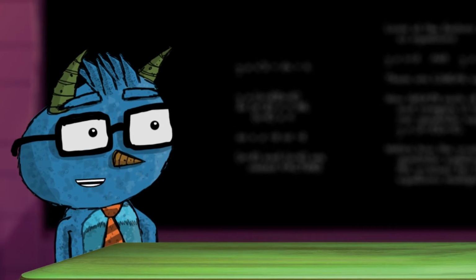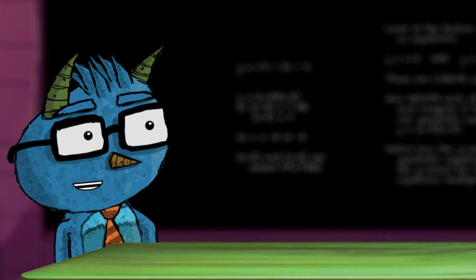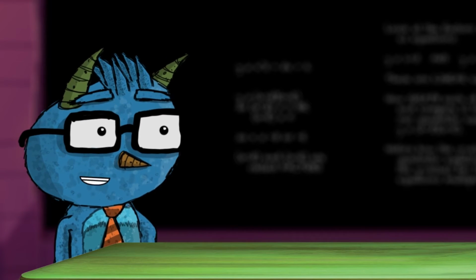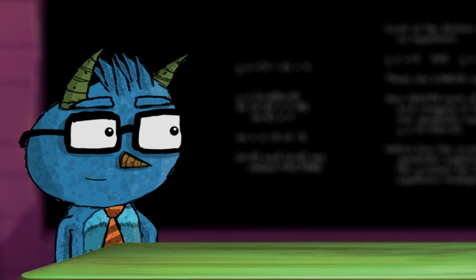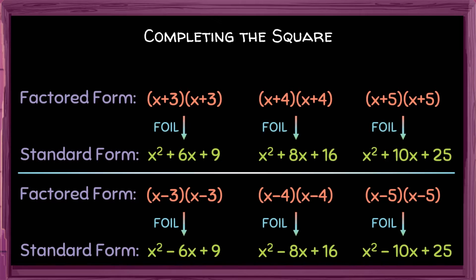Fortunately, Bones, we don't need to do that. We can figure this out just by looking at our equation. In fact, we have a big clue right in front of us. Look at our table again. When we FOIL x plus 3 squared, we end up with 6 x's. When we FOIL x plus 4 squared, we end up with 8 x's. X plus 5 squared gives us 10 x's. The same thing is happening on the bottom. X minus 3 squared gives us negative 6 x's, and so on.